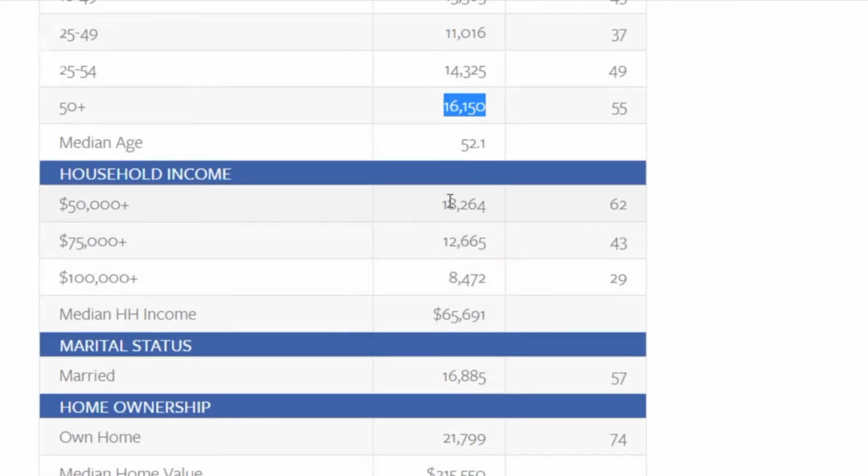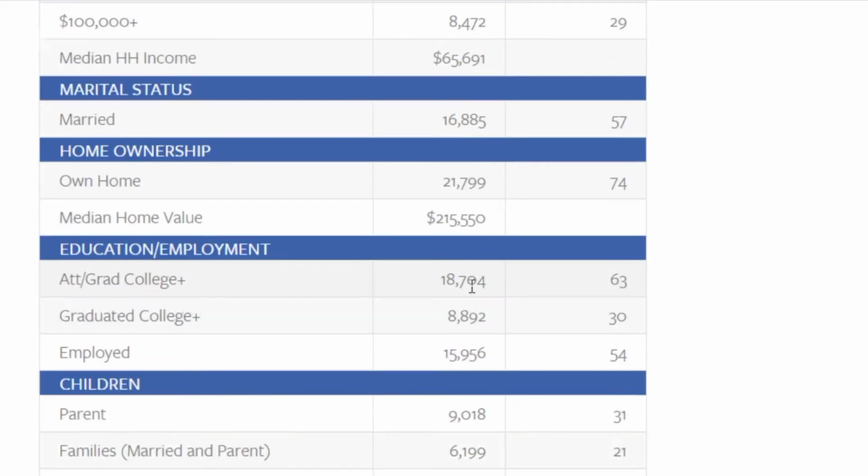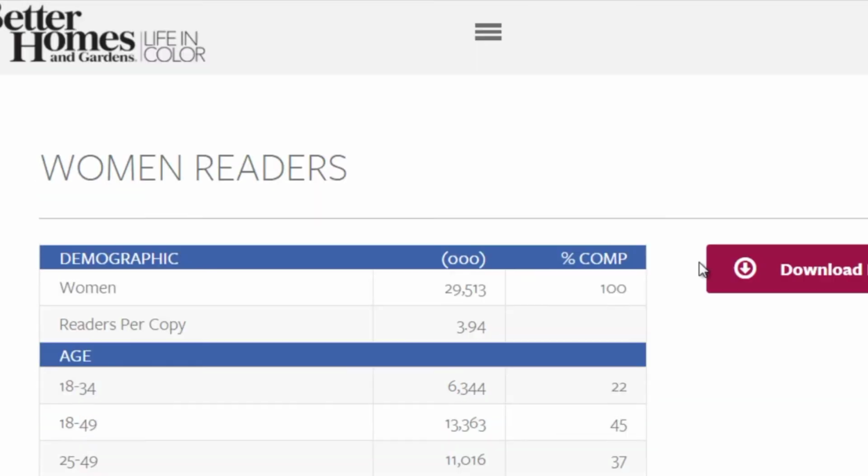See, the majority earns more than 50,000. They are definitely married, they own a home, they graduated college, and they have children under the age of 18, or their children are parents. So their children could be parents and they're retired, or they have children under 18, so they could be in that life bracket as well. So that confirms a lot of information.